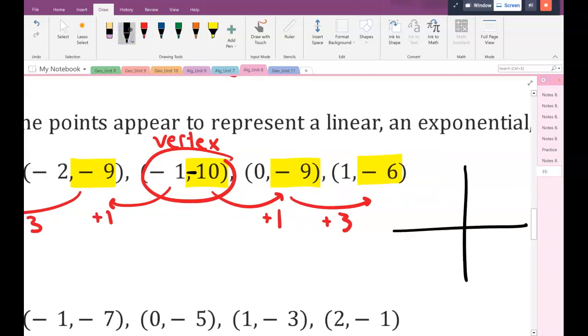So we made a little sketch. If we plotted our vertex, -1, -10 would be all the way down here. If we plotted 0, -9, that would be right here. 1, -6 is about here. And then it would be mirrored on the other side as well. So this does, in fact, make that parabola shape.